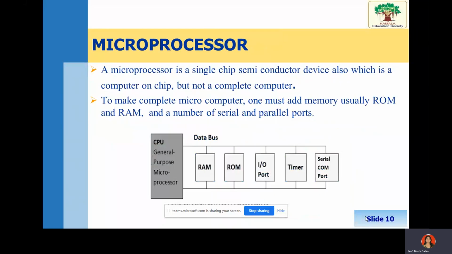Now, the first is the microprocessor. What is meant by a microprocessor, what is its block diagram, and how do we interface some devices with the processor? So here, a microprocessor is a single chip.